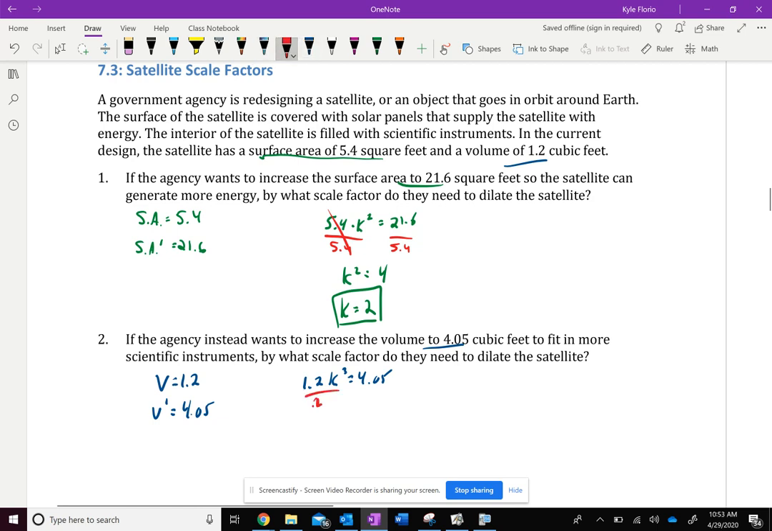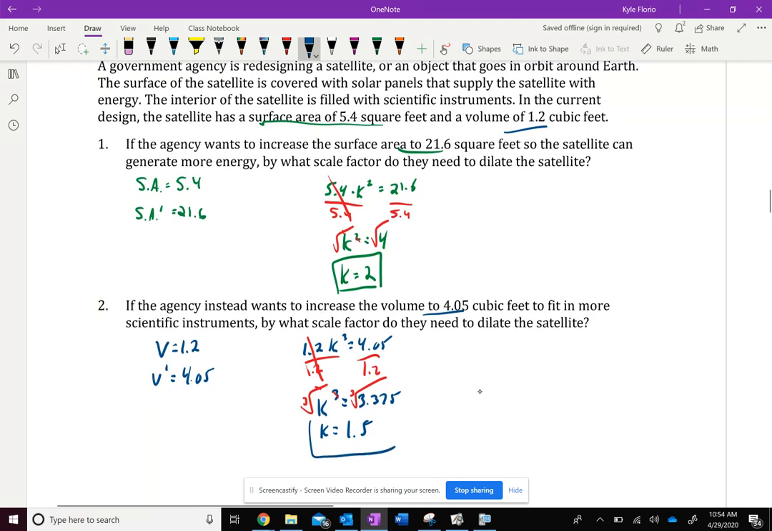To solve for k, divide both sides by 1.2. And then I'll get k cubed equals, let's see, 4.05 divided by 1.2, that's 3.375. Now I take the cube root of both sides. So just like here, we took the square root of both sides, we've got to take the cube root of both sides to get k by itself, and the cube root of 3.375 ends up being 1.5. So the scale factor must have been 1.5 if I wanted to increase the volume of the satellite to 4.05.